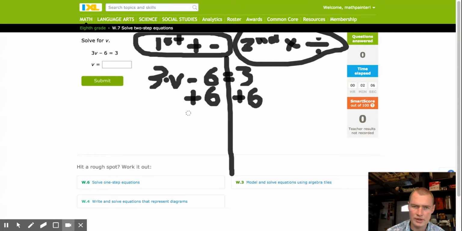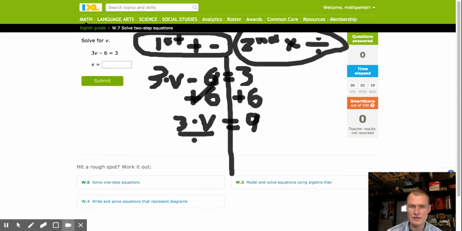All right, so here we go. We've got 3 times v equals, because the 6s are out, 9. And the last step is, well, 3 times something gives you 9. You're probably doing it in your head and you figured out 3 times 3. In order to get that, you would do the opposite of multiplication, which is divide. So 3s are out. v comes down, equals 9 divided by 3. That's how I get 3.